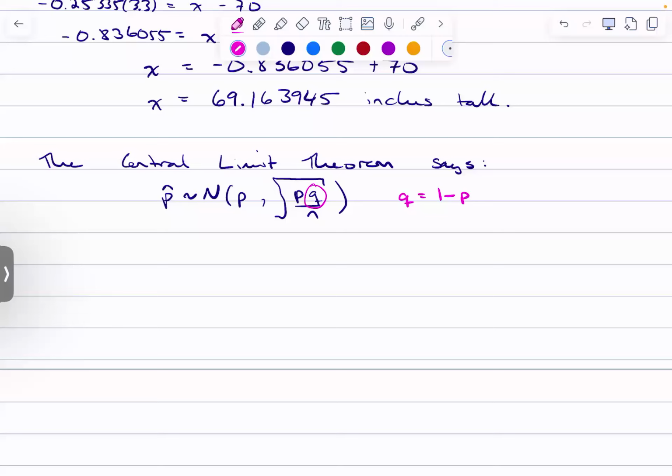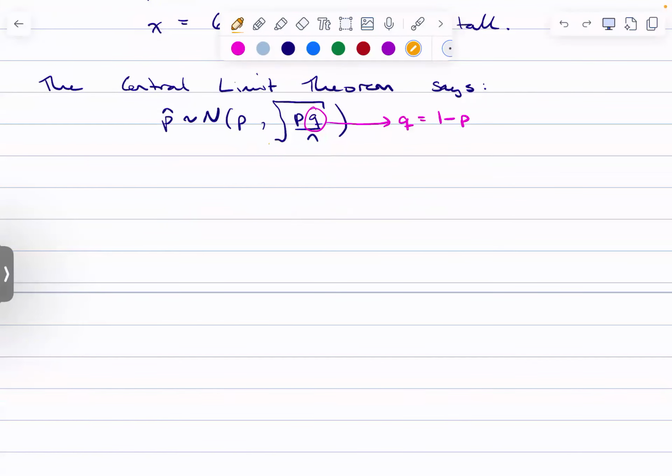So here, I use this shorthand of Q, but it's really just 1 minus P. And so the square root of PQ over N is the standard error of P hat. P hat is a point estimate for P. This is our point estimate.